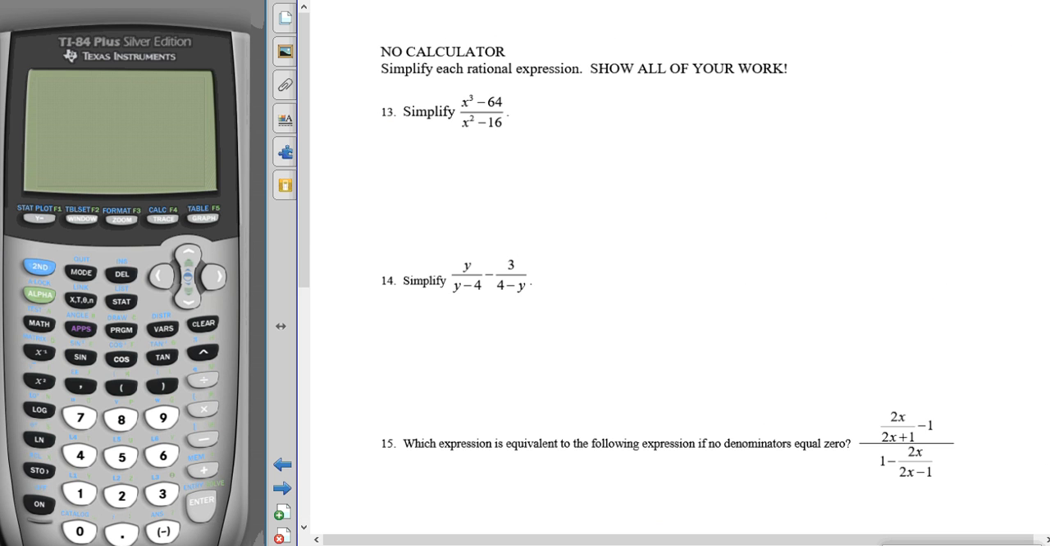All right, over to the next page. We are now starting on the no calculator portion. These are simplifying rational expressions. We're just not going to use our calculator to factor. We're going to factor by hand.